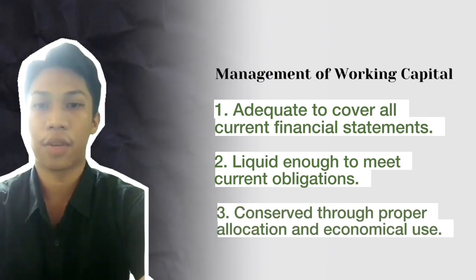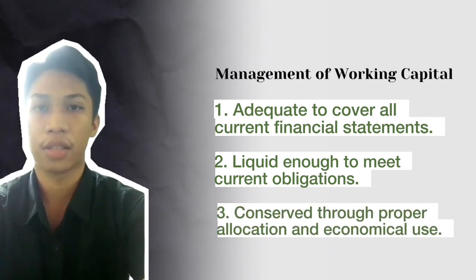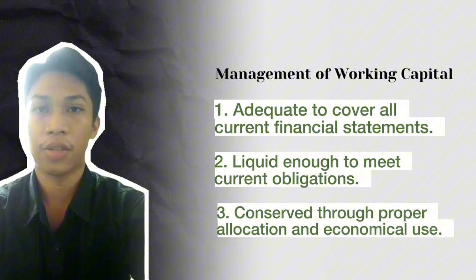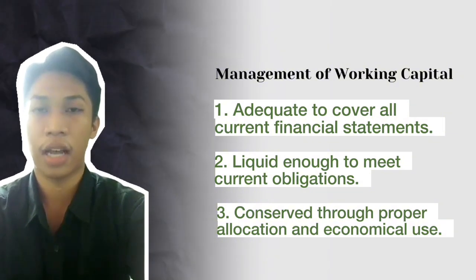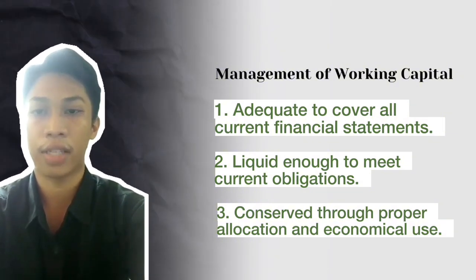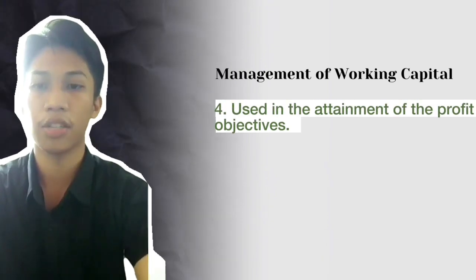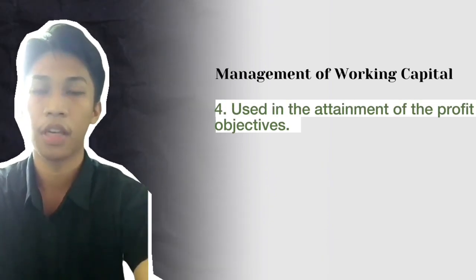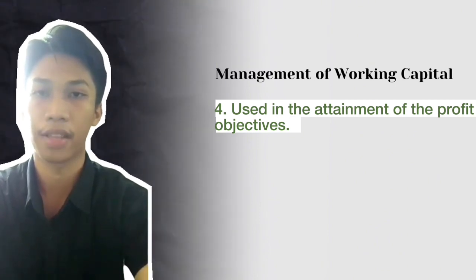Thirdly is conserved through proper allocation and commercial use. It means that the company should use the working capital efficiently and avoid unnecessary waste. Lastly is used for attainment of profit objective. It means that a company should use the working capital to maximize its profit.